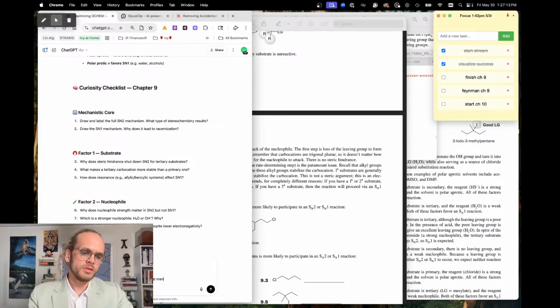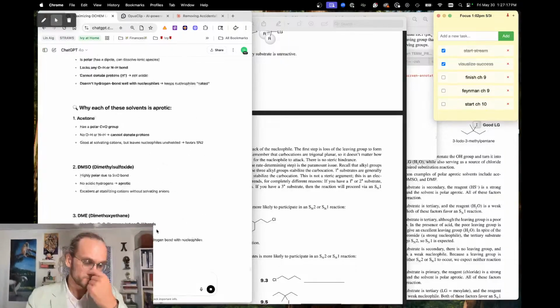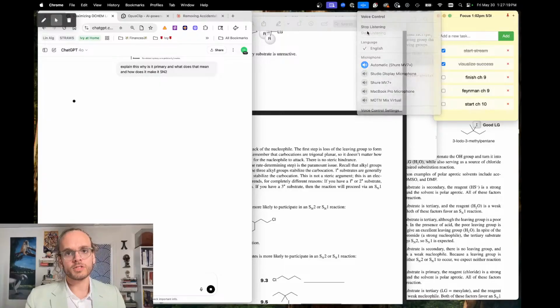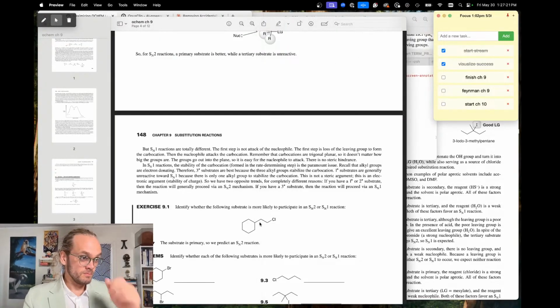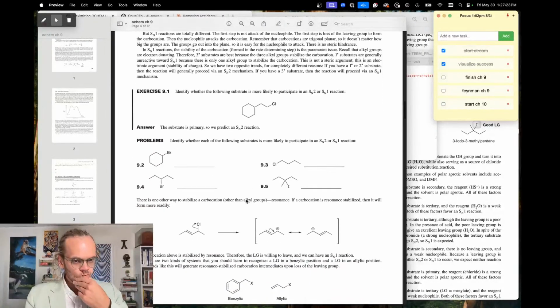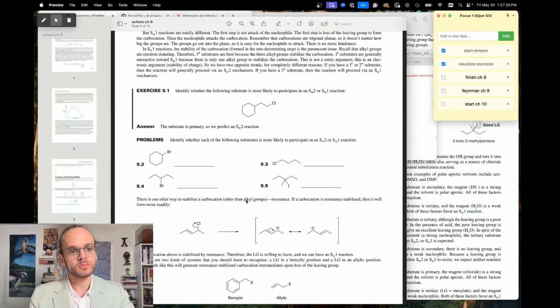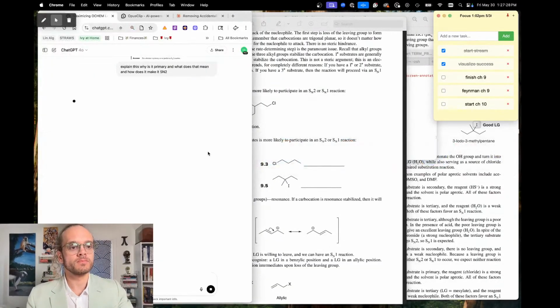What does that mean, and how does it make it SN2? Putting on voice control too. So I tried doing these the other day, but it was way too tricky.